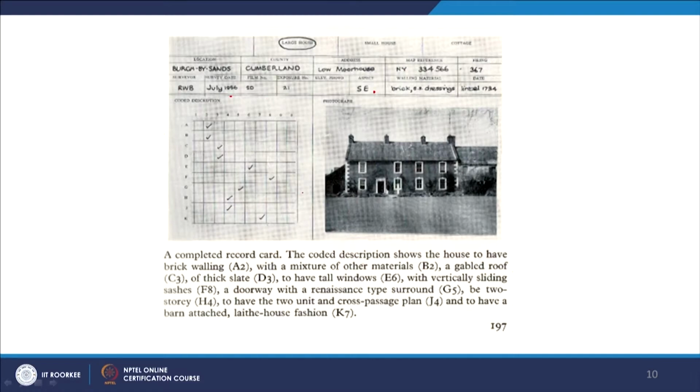And here if you see the same template, now there are a few ticks here, which talk about the coded description. It shows the house to have a brick walling, which is A2, with a mixture of other materials, which is B2, a gable roof, which is C3, and a thick slate. And then tall windows, vertically sliding sashes, a doorway with a Renaissance type surround, the 2-story H4, a 2-unit and cross passage plan, and a barn attached. So basically this is talking about the overall profile of this house.